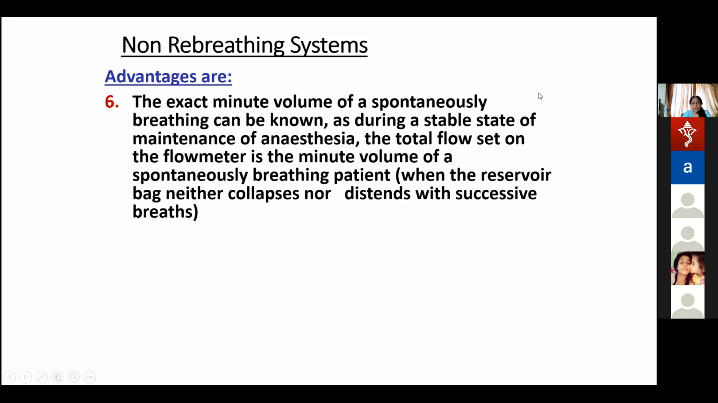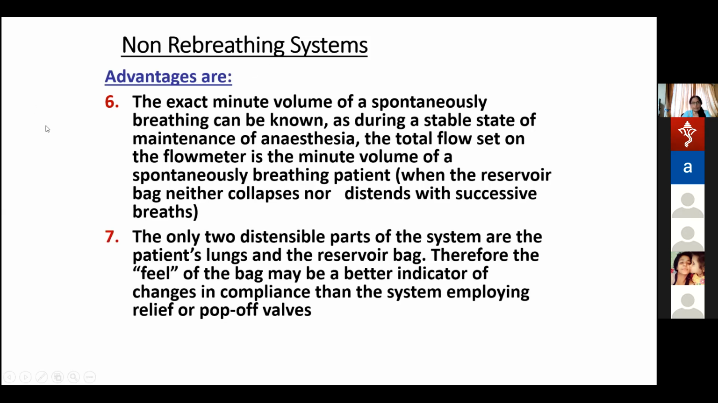The exact minute volume of the spontaneously breathing patient can be known. How will you know it? During the stable state of maintenance of anesthesia, the total flow set on the flow meter is the minute volume of a spontaneously breathing patient. Then the reservoir bag neither collapses nor distends with successive breaths. This is what I explained to you: if the two match, no problem. But if your minute volume is a little higher, the bag will go on inflating, the pressure in the circuit will build, and the expiratory port gets closed, and that is how the patient can get barotrauma. So this has to be kept in mind.